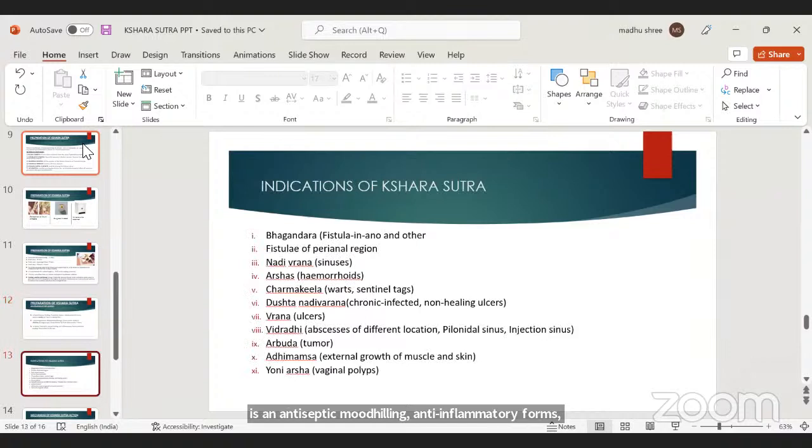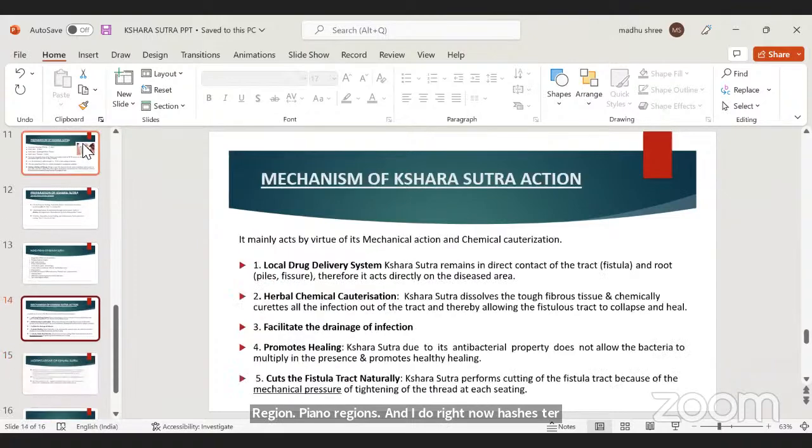Indications of Kshara Sutra: Bhagandhara, fistula of the perineal region, perianal region, Nadi Vrana, Arshas, Charmakila, Dushta Nadi Vrana, Vrana, Vidradhi, Arbuda, Adhimamsa, and Yoni Arsha. Mechanism of Kshara Sutra action: it mainly acts by virtue of its mechanical action and chemical cauterization. Local drug delivery system: the Kshara Sutra remains in direct contact with the tract and root. Therefore, it acts directly on the diseased area.